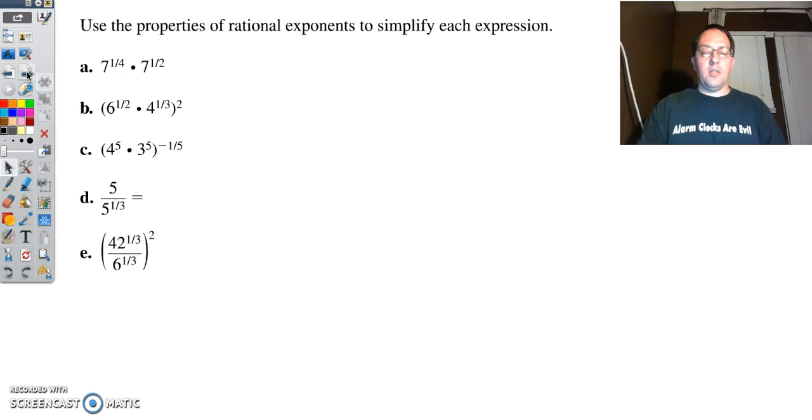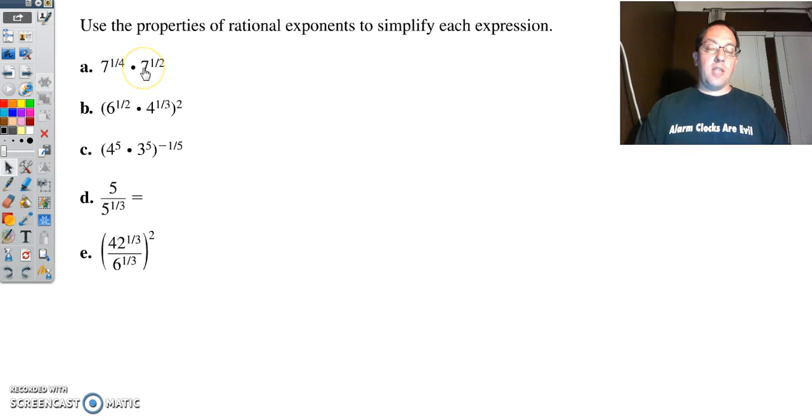We have these expressions here. We want to simplify them, get them a little bit easier to deal with. Now in A, we're multiplying 2 powers, and if you'll notice, they have the same base, 7, 7.